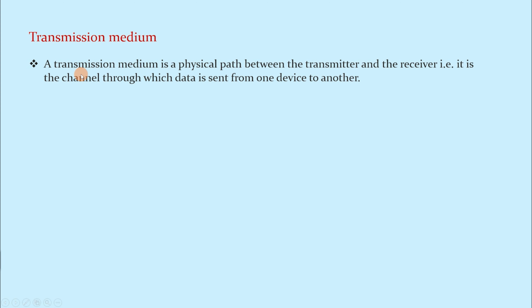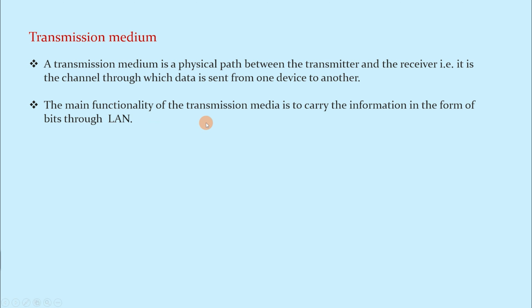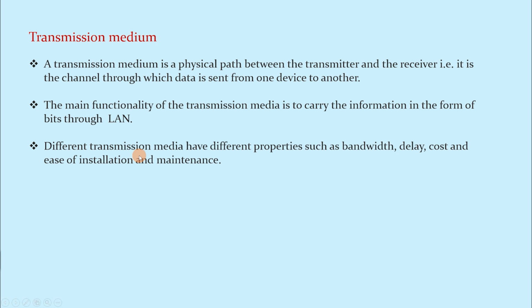A transmission medium is a physical path between the transmitter and the receiver. That is, it is the channel through which data is sent from one device to another. The main functionality of transmission media is to carry the information in the form of bits through LAN. Different transmission media have different properties such as bandwidth, delay, cost and ease of installation and maintenance.